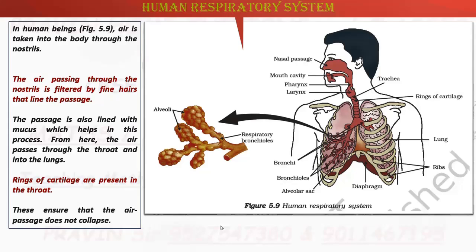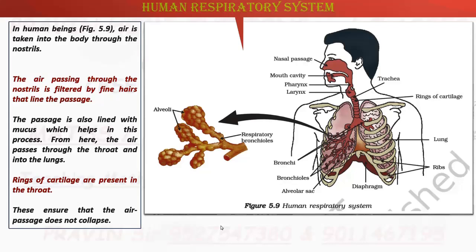Then on the trachea, you are seeing rings of cartilage. They maintain the flow of air and do not allow collapse of the air passage. Then air passes through the bronchi to the alveoli. These are the sac-like structures where you will be seeing an extensive network of blood vessels.